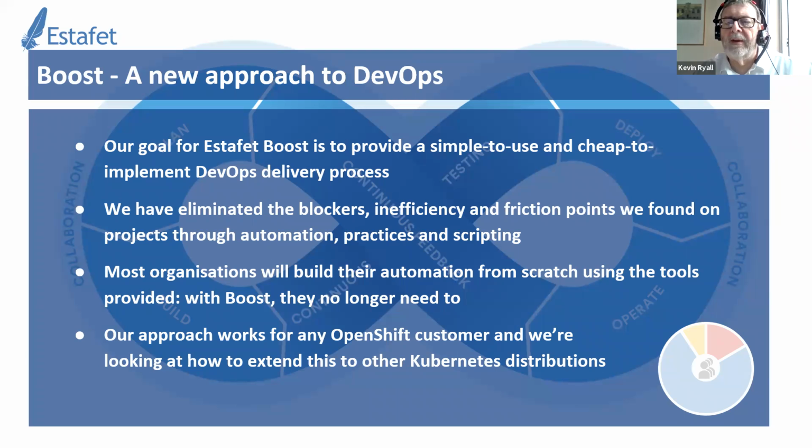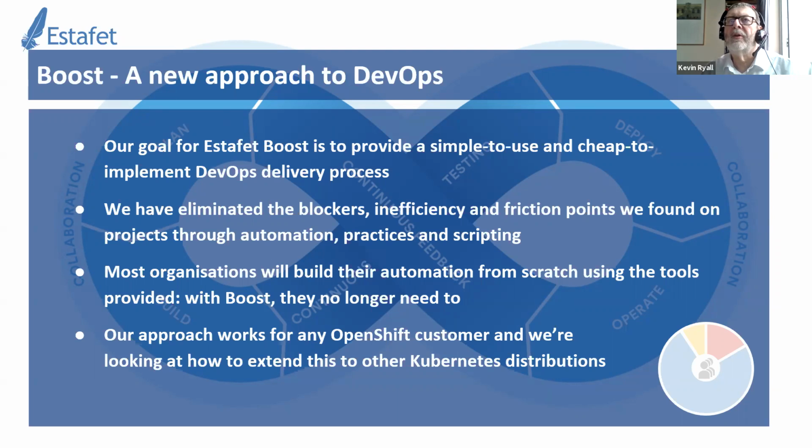So I basically promised I would talk a bit about Boost for OpenShift, which is a product originally developed by Estafet, an attempt to implement a DevOps delivery process. It gives you an example, something that you can use out of the box to get going with a DevOps type approach, so simple to use, cheap to implement.